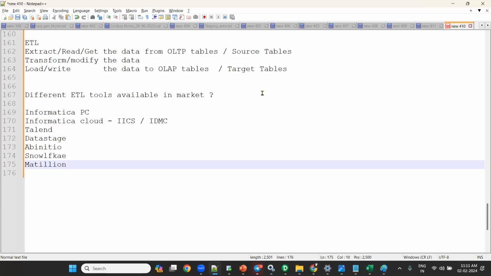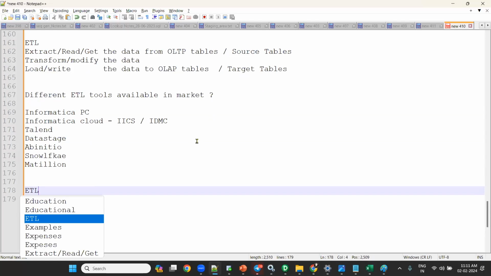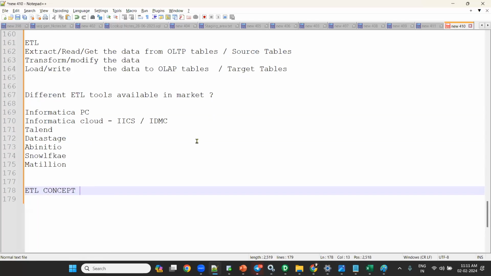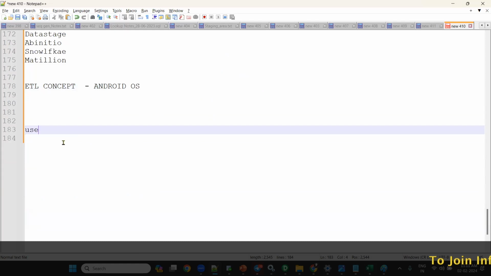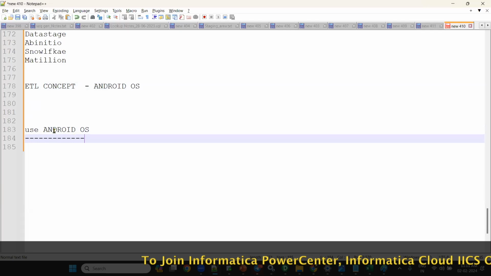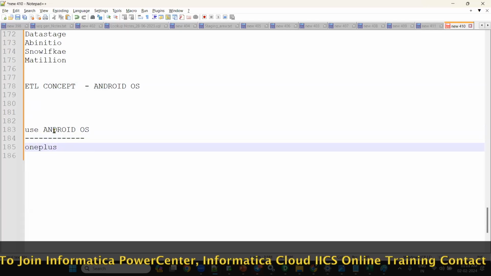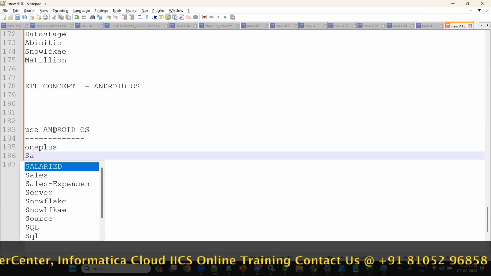Normally people ask me, will you teach ETL or Informatica? Informatica is an ETL tool. ETL is a concept. You know Android? Android is a mobile operating system. If I want to use Android, which mobile shall I use? Shall I use only OnePlus mobile to use Android? I can use Samsung also.